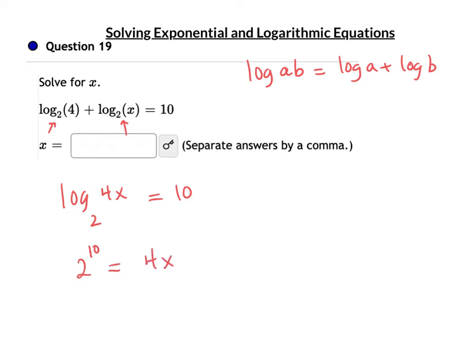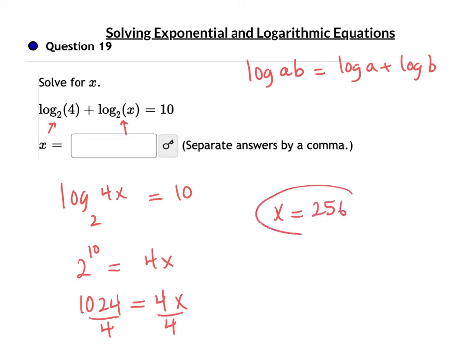And 2 to the power of 10, calculator time, is 1024. 1024 equals 4x. Divide by 4, and x is 256.